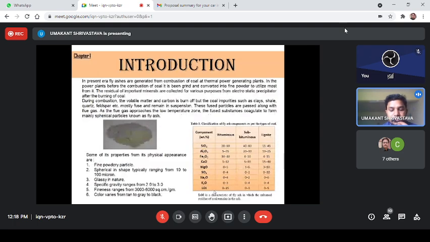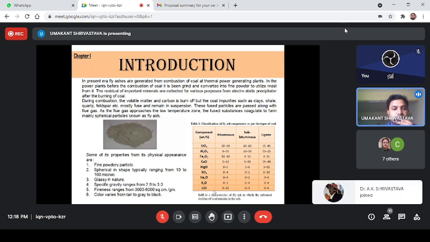Now coming toward the introduction part, from the title itself we can have an idea that our material of interest is coal fly ash generated from various thermal power plants. In thermal power plants, during combustion, the volatile matter and the carbon are burnt off, but the coal impurities such as clay, shale, quartz, and feldspar mostly fuse and remain in suspension. These fused particles are passed along with the flue gas. As the flue gas approaches the low temperature zone, the fused substances coagulate to form mainly spherical particles known as fly ash.